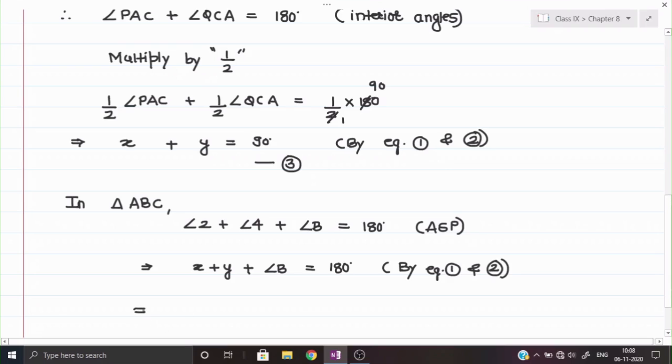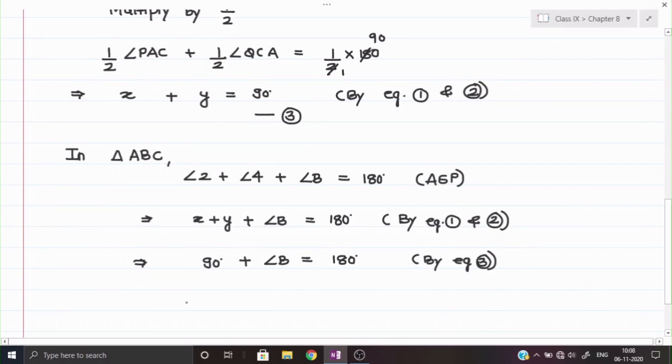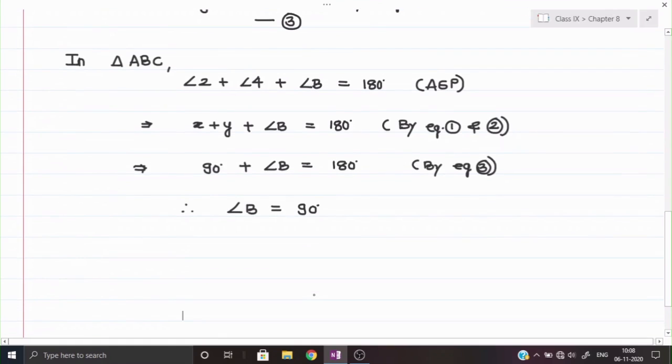Okay, now x plus y is equal to 90 degree. Look at the equation number third. So in place of x plus y we can write down 90 degree, and 90 will go on that side. So value of angle B we will get here 90 degree, because 90 will subtract from 180. So we can say that therefore angle B is equal to 90 degree. So see, out of the 4 angle we got here one angle as 90 degree.